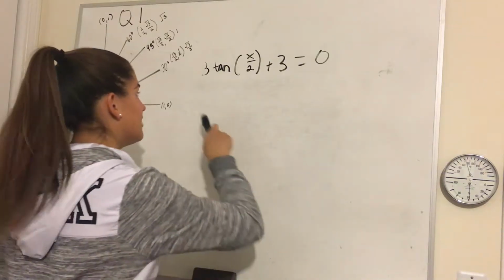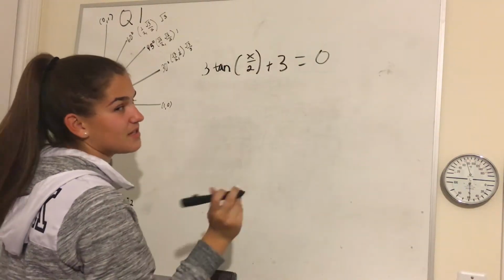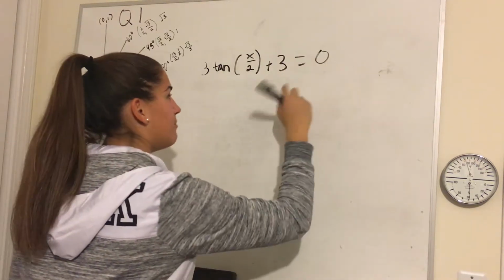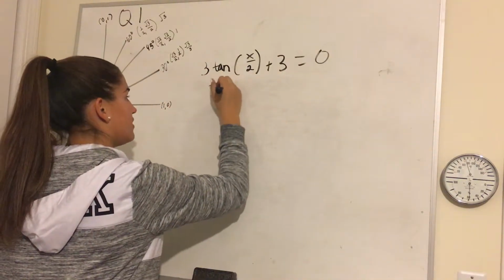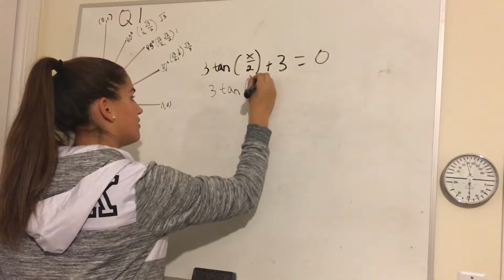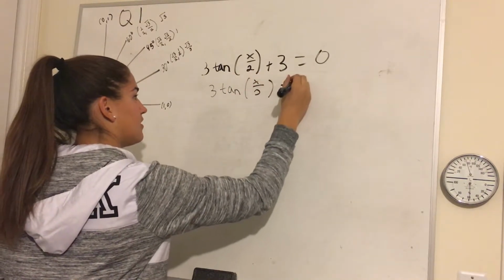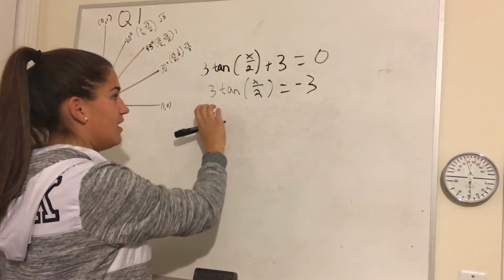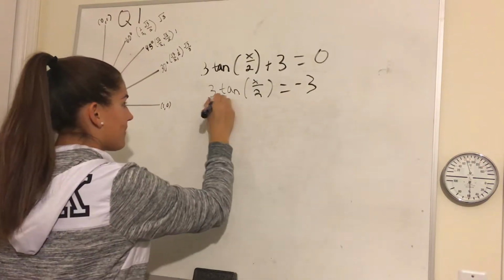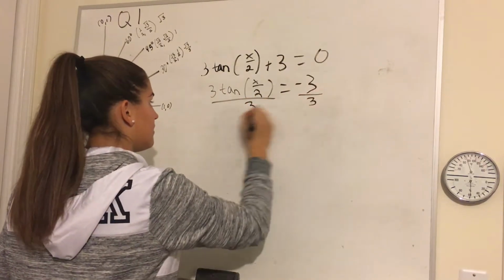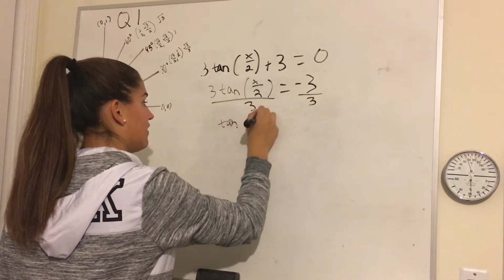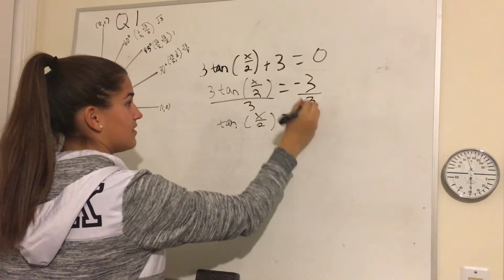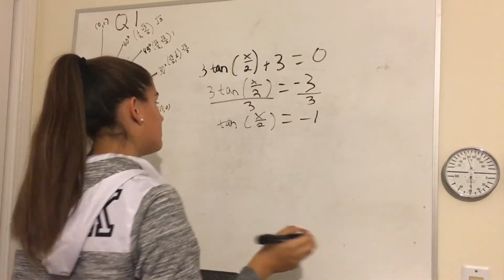Alright, this is our equation: 3 tangent of x over 2 plus 3 equals 0. First, you want to move the plus 3 to the other side and make it negative. So you get 3 tangent of x over 2 equals negative 3. From here, you want to divide by 3 to get the tangent alone. You get tangent of x over 2 equals negative 1, since negative 3 over 3 is negative 1.